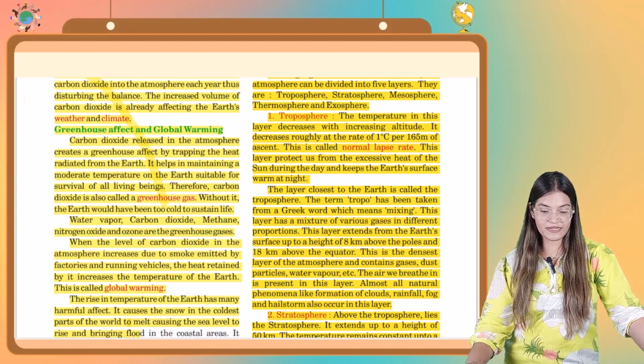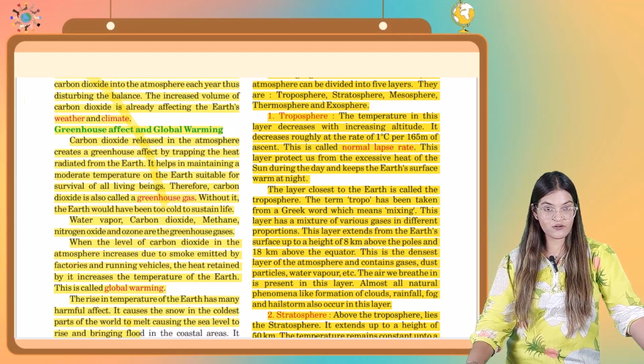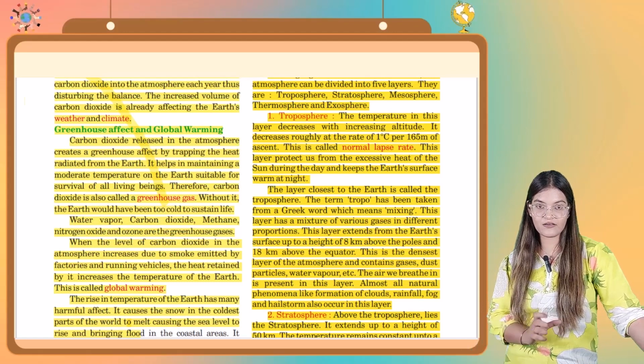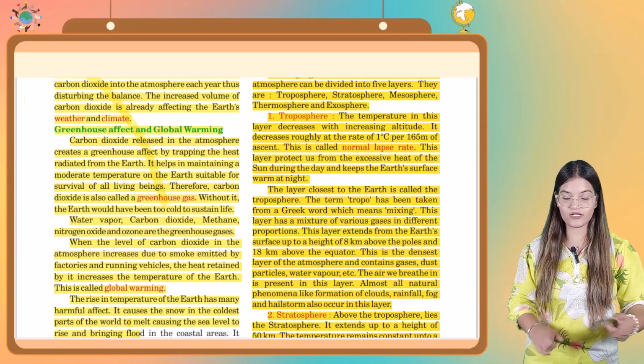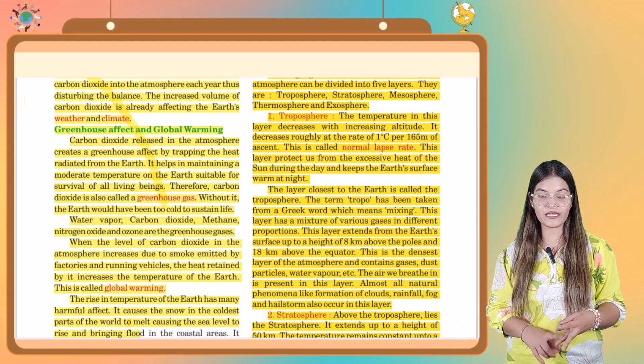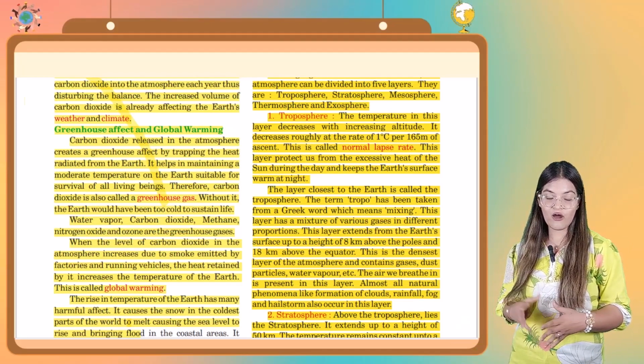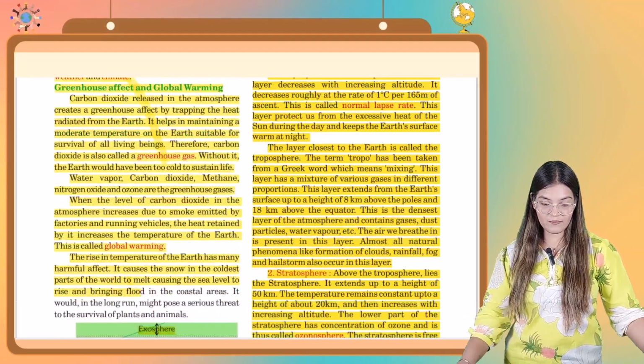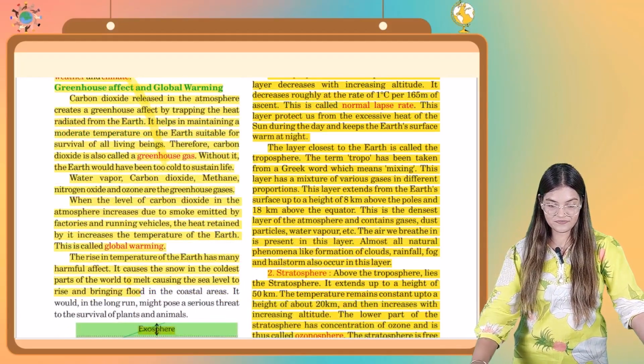Water vapor, carbon dioxide, methane, nitrogen oxide, and ozone are the greenhouse gases. ये आपके ग्रीन हाउस गैसेस में आती हैं, जैसे वाटर वेपर है, कार्बन डाइऑक्साइड है, मीथेन है, नाइट्रोजन ऑक्साइड है और ओजोन है. That are the examples of greenhouse gases.